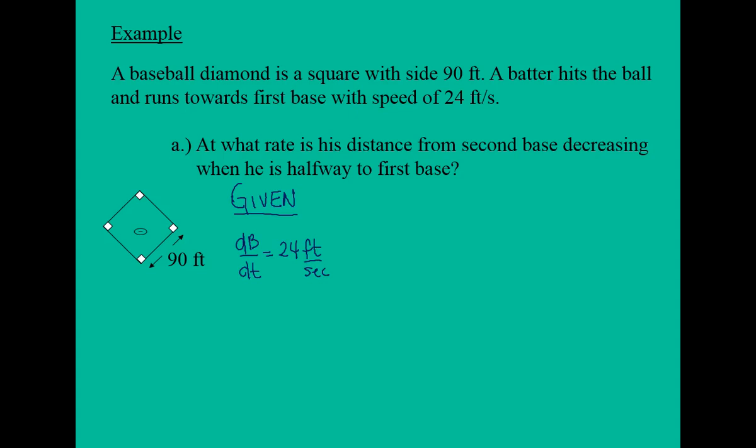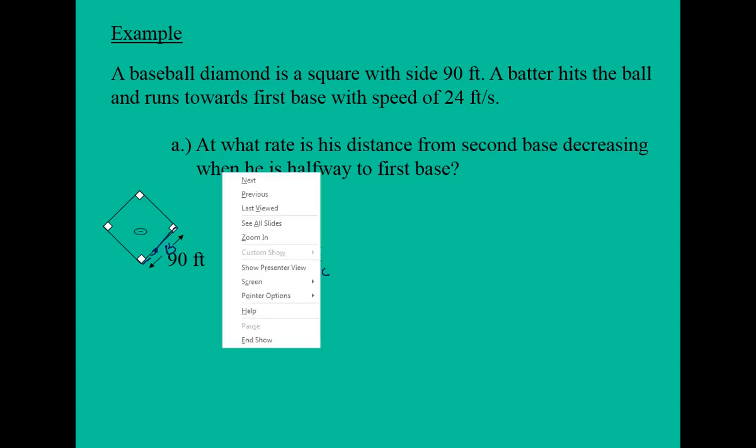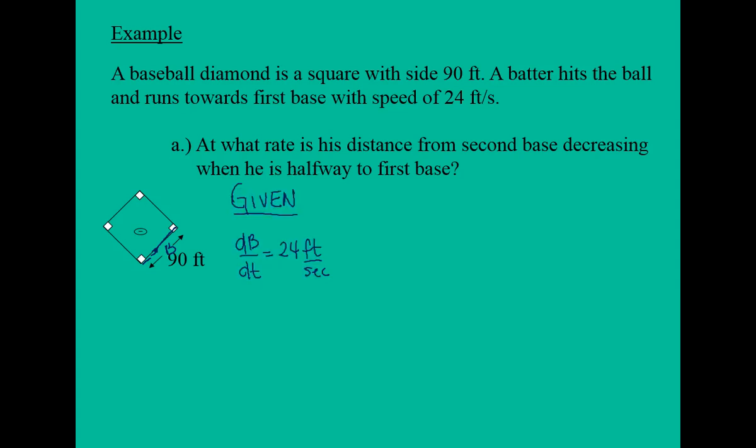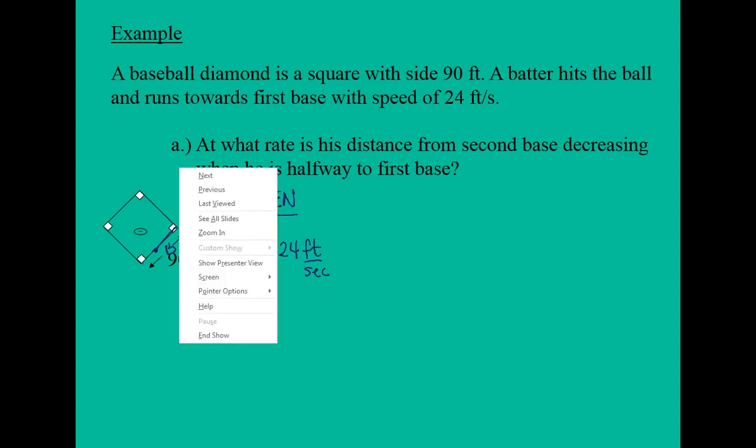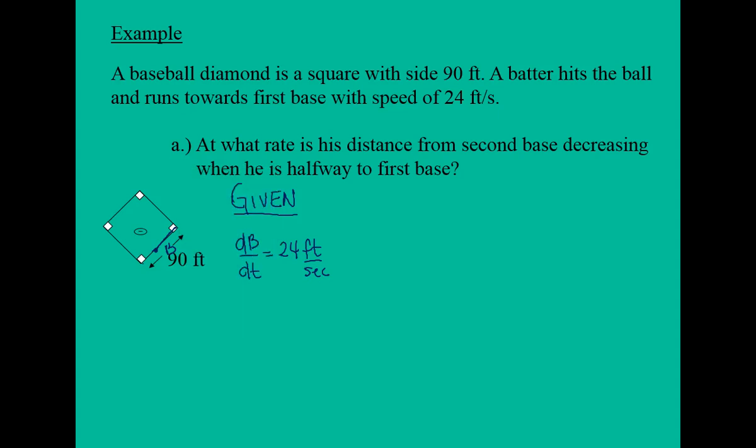Now we need to identify what B is. What does B represent? The batter hits the ball and starts running along the first baseline. So let's say the batter is here. I'm going to define B as the distance the batter is from first base, not from home. You could define B to be the distance from home plate to the batter, and that's fine. Your problem will look a little bit different, but you could solve it that way. But I'm just going to solve it this way. dB/dt then is 24 feet per second.